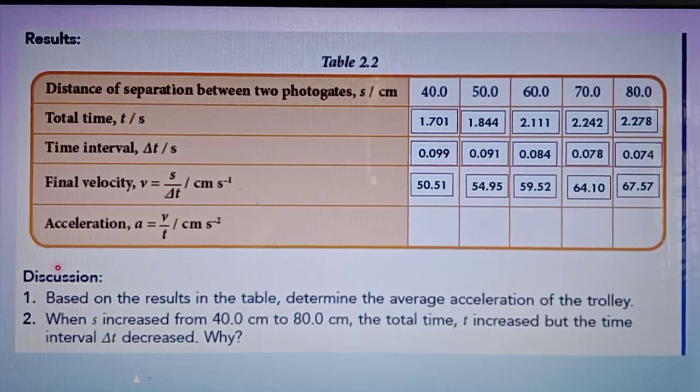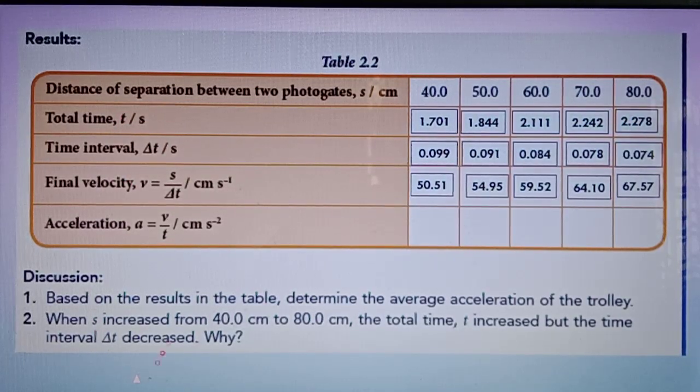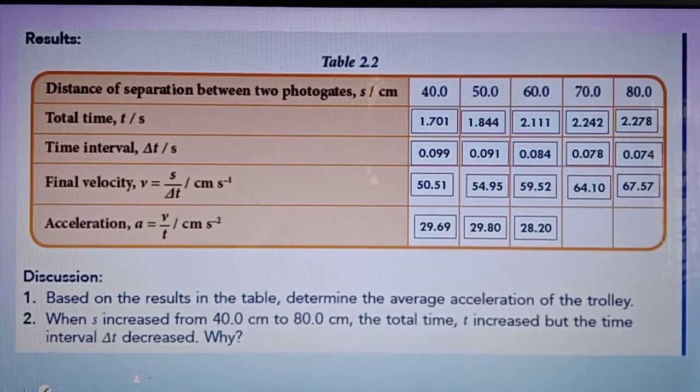Okay, and then you calculate the acceleration, meaning for the whole motion starting from the first photogate to the second photogate. So we use the time taken as T. You calculate 40 divided by 1.701, and then 50 divided by 1.844, 60 divided by 2.111, 70 divided by 2.242, 80 divided by 2.278. Okay, so this is one sample of answer. You can try in the lab in order to check whether your answer is the same or not.